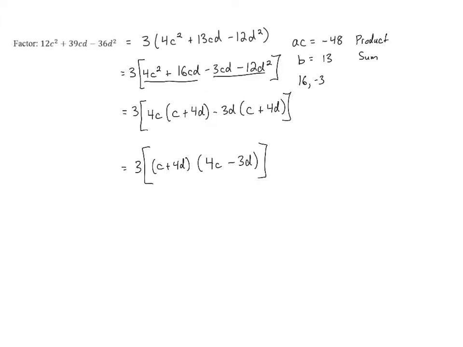And there's one more thing we can do just to clean this up a little bit. At this point, everything is being multiplied. We've got the 3, and that's being multiplied by the c plus 4d, which is being multiplied by 4c minus 3d. These brackets are not actually necessary. We can get rid of them, and it doesn't change the meaning of the expression. It's still 3 times c plus 4d times 4c minus 3d. And it just looks a little bit nicer when we don't have any extra grouping symbols that aren't necessary. So our final answer is going to be 3 times c plus 4d times 4c minus 3d.